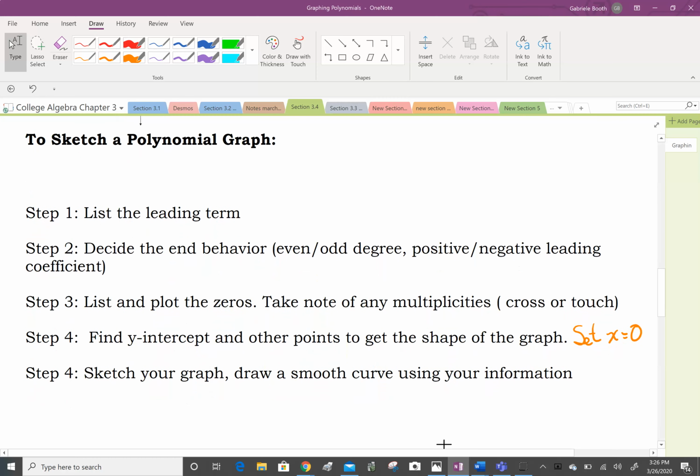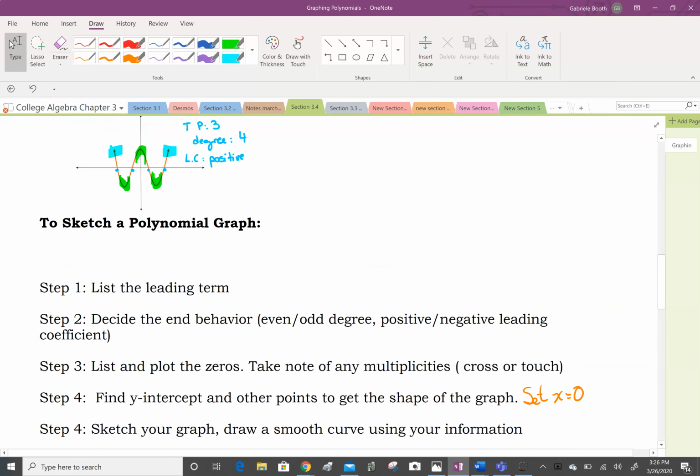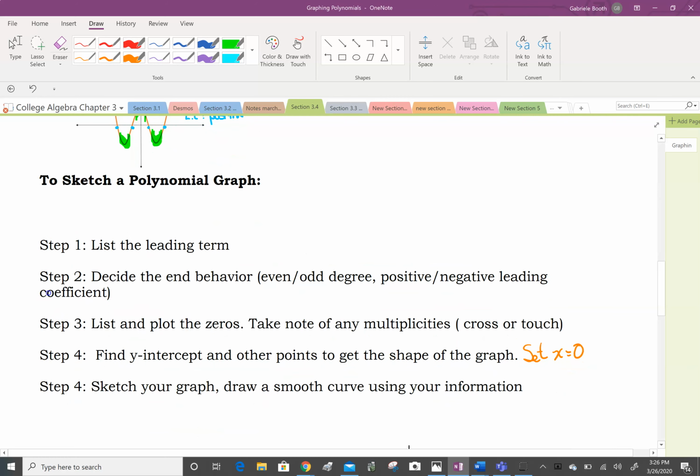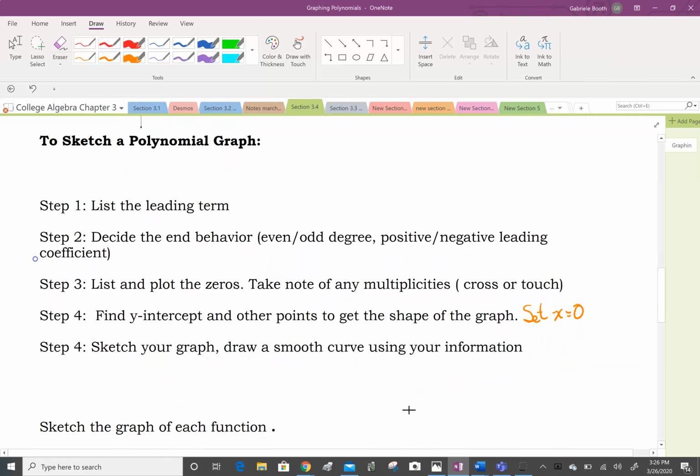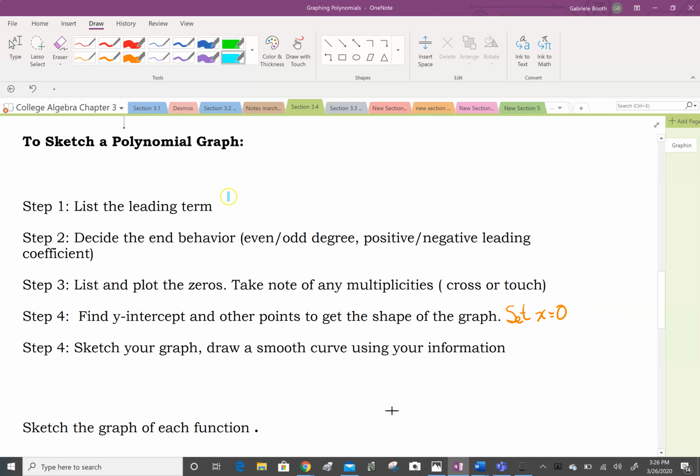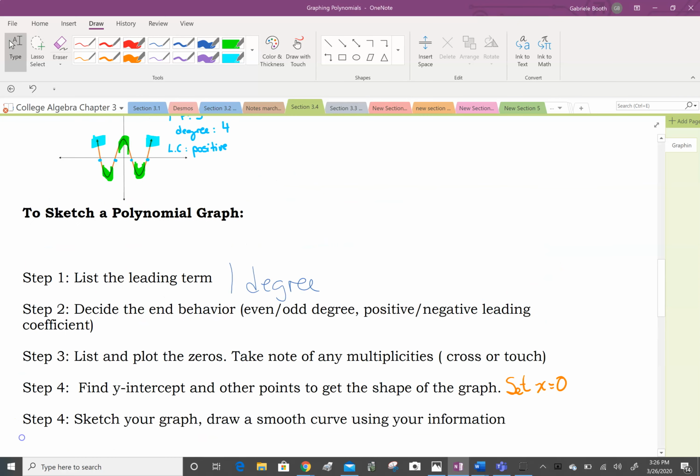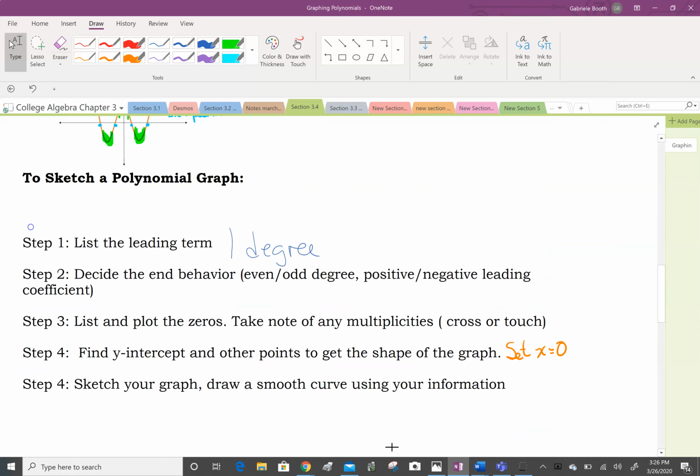So here are kind of the steps on how to sketch a polynomial. Again, we're just sketching it. I would start with the leading term, leading coefficient and the degree. Based on this, I know what the end behavior will be. Is it even? Is it odd? Does it go up or does it go down? Look at the list again.